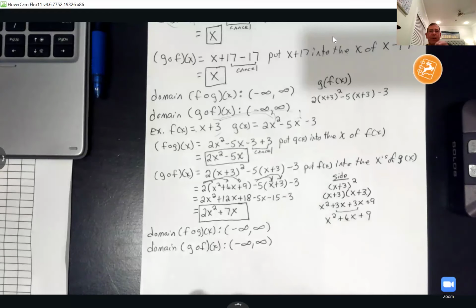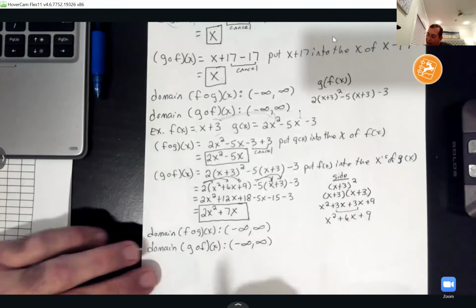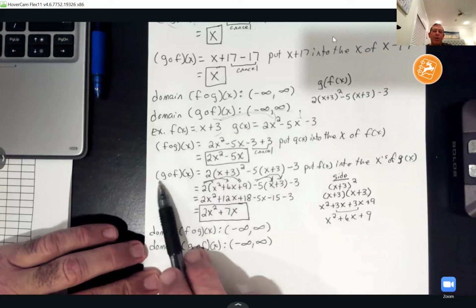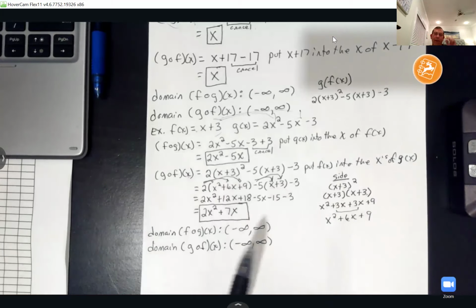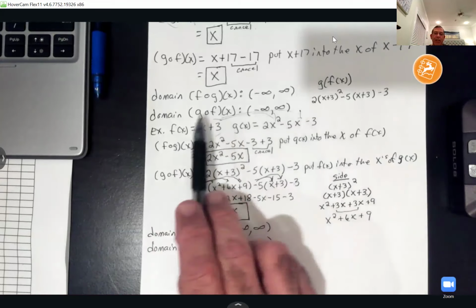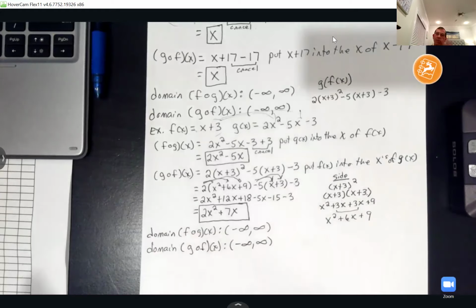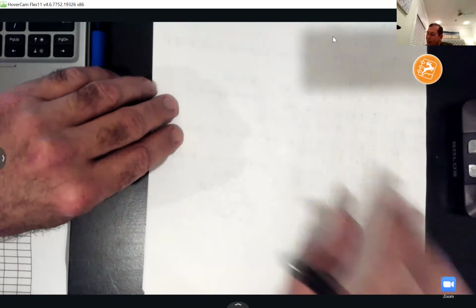All right, y'all. So the tricky thing on that was you got to do some foiling in it when you're doing your G of F, okay? The F of G, you're just putting the G into its X and adding like terms basically. So, ooh, they get a little tricky if these functions get big like that, okay?